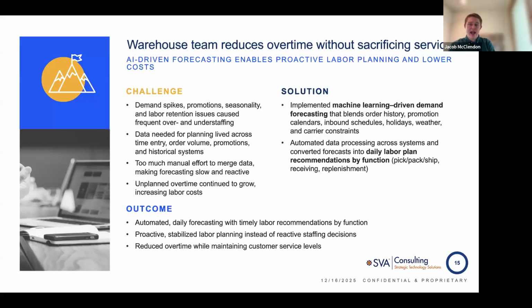And so now they have daily labor plan recommendations by function, and all of their data feeds into this algorithm to help them make informed decisions. So the outcome now is that they've got these automated daily forecasts with timely labor recommendations, and really they've stabilized their labor and staffing across the organization and ultimately got their overtime costs in control.